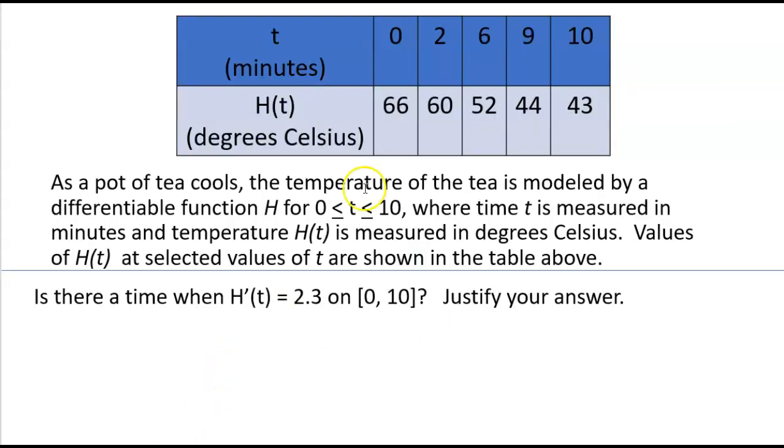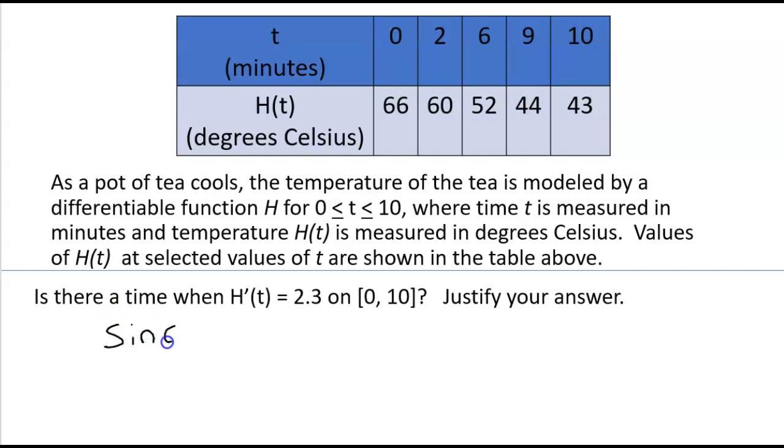It says here, as a pot of tea cools, the temperature of the tea is modeled by a differentiable function. I guess I don't need to read all that again. The question here is, is there a time when h prime of t equals 2.3 on the interval from 0 to 10? Now, just so you guys know, a lot of times the answer is yes. It's possible the answer is no. If you're looking at a graph, for instance, and you see some cusps, then maybe the answer is no. But a lot of times it's just a table problem like this. It's probably going to exist, and I say just go for it. So here's how you would do it.